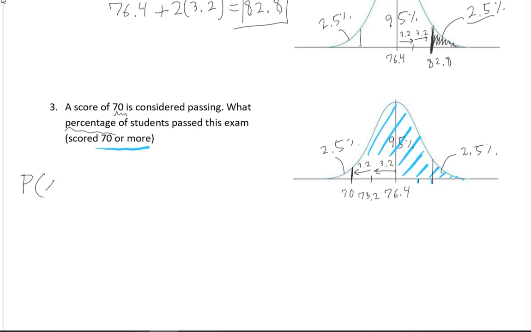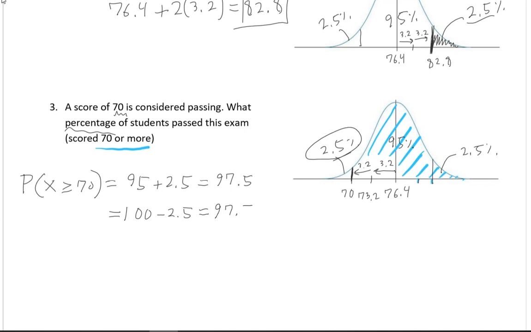We can find the probability of being 70 or more by taking 95 plus 2.5 to give me 97.5. Basically just adding this middle region and the tail. Or I could have also solved this by taking 100, the entire curve, and subtracting away the one tail that I do not want on the left side. So taking away this tail. That will also give me 97.5. So a couple different ways to solve for the same question.